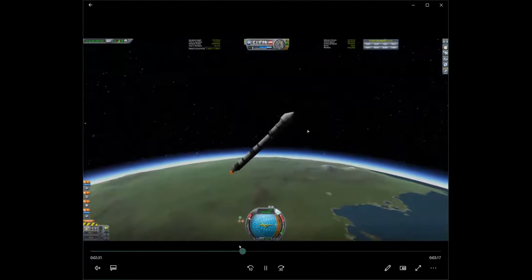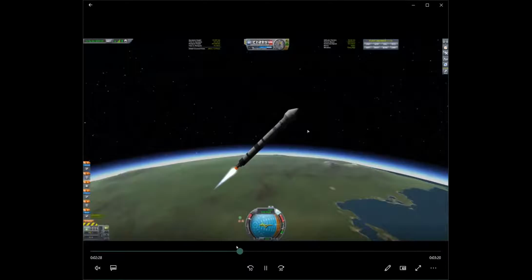And the reason why we want to do this is because our end goal is to circularize the orbit. If we were to go straight up, we would just come straight back down normally. But we want to get into an orbit. So we actually want to go up and then towards the east.